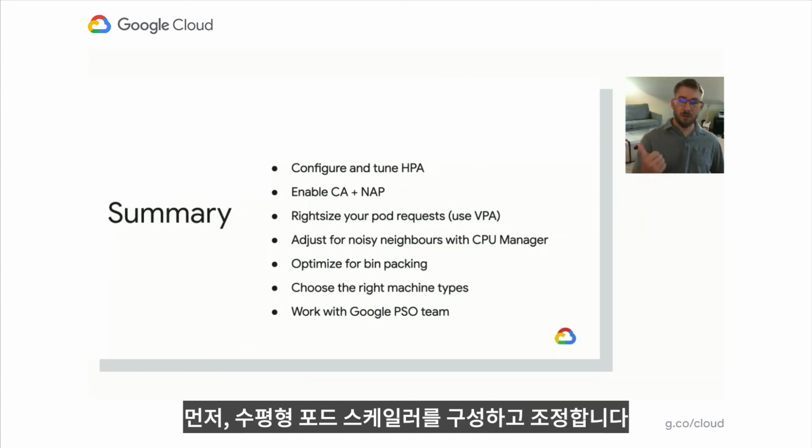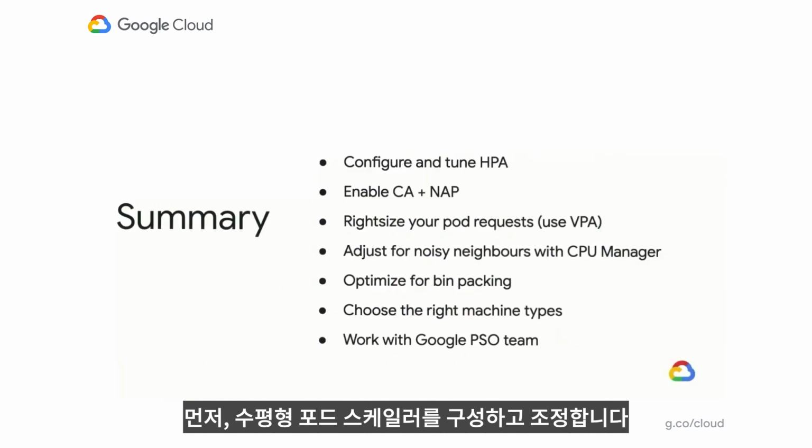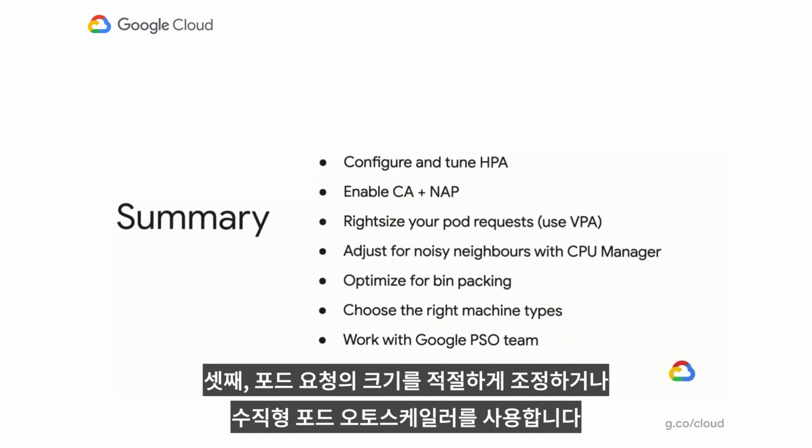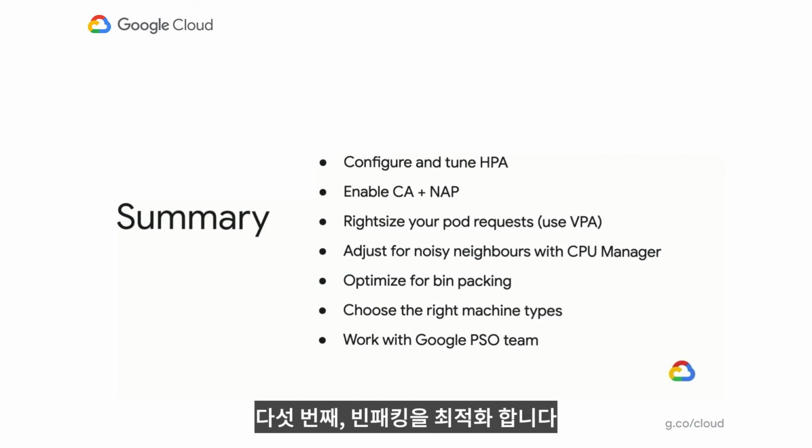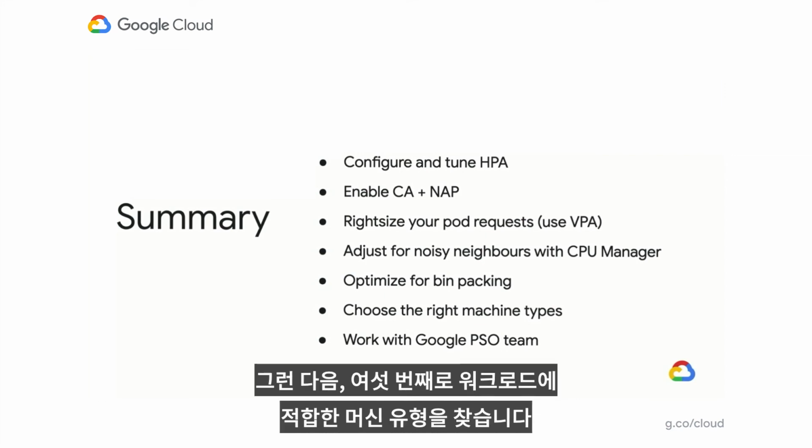First, configure and tune your horizontal pod autoscalers. 2, enable the cluster autoscaler. 3, right-size your pod requests and/or use the vertical pod autoscaler. Number 4, use the CPU manager for the applications that need that level of guarantee. Number 5, optimize your bin packing. And then number 6, find the right machine type for your workload.